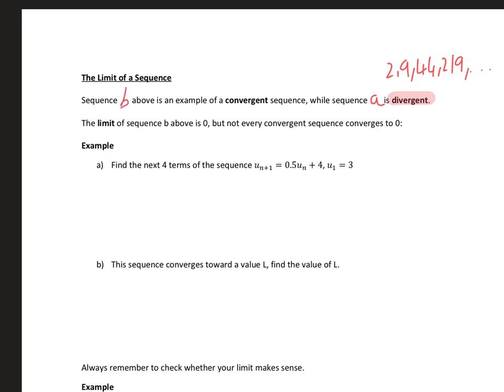Sequence B, though, was convergent, because that means it's getting towards the limit. So if we think about those numbers, they went 16, 8, 4, 2, so they're just half each time. So it's going to be 0.5 next, then 0.25. It's getting closer and closer and closer to 0. Yeah, so the limit of that sequence B is 0. But again, not every sequence that does converge will go to 0, so you could get different limits. It doesn't have to be 0.